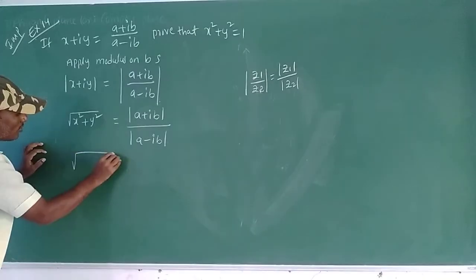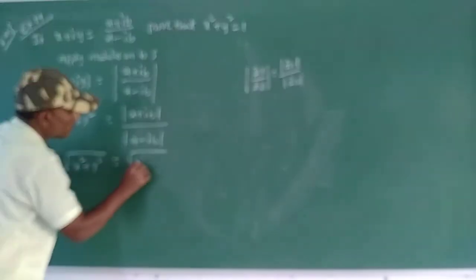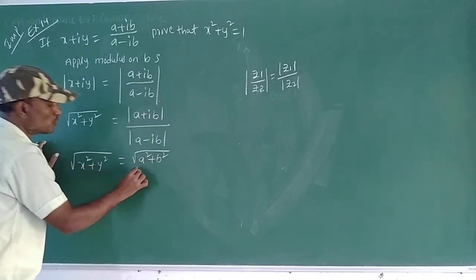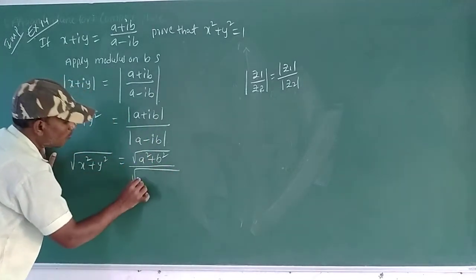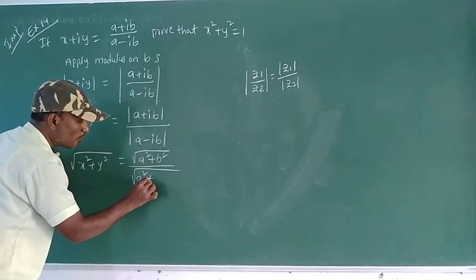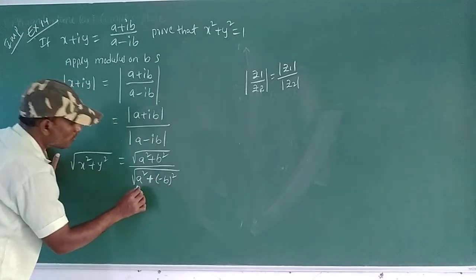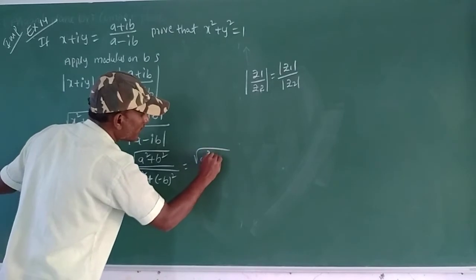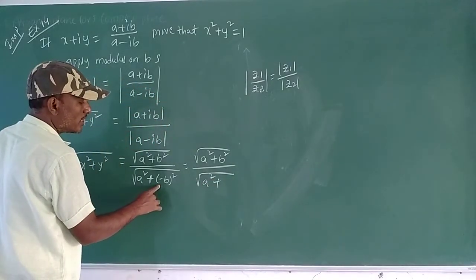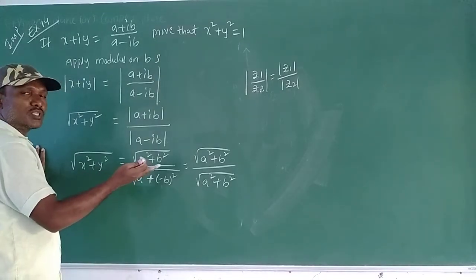Next, under root of x square plus y square equals modulus of a plus ib, which is under root of a square plus b square. Real part a, this is imaginary part b. Whole divided by under root of a square plus (minus b) whole square. Minus b whole square means plus b square. That equals under root of a square plus b square by under root of a square plus b square. Minus b whole square means b square only.